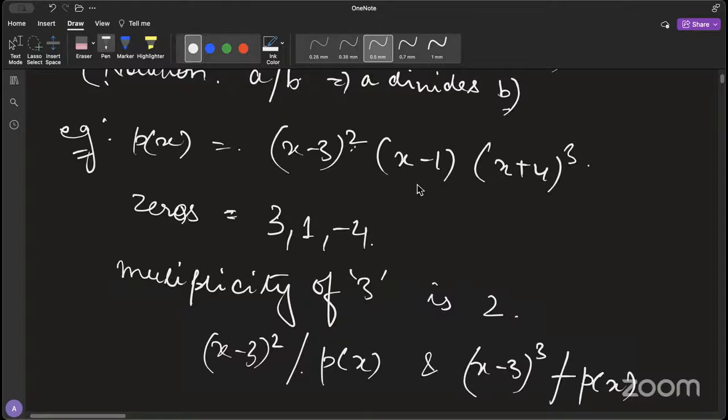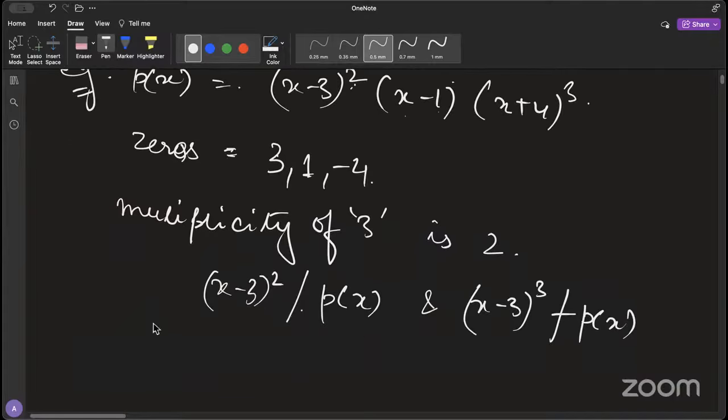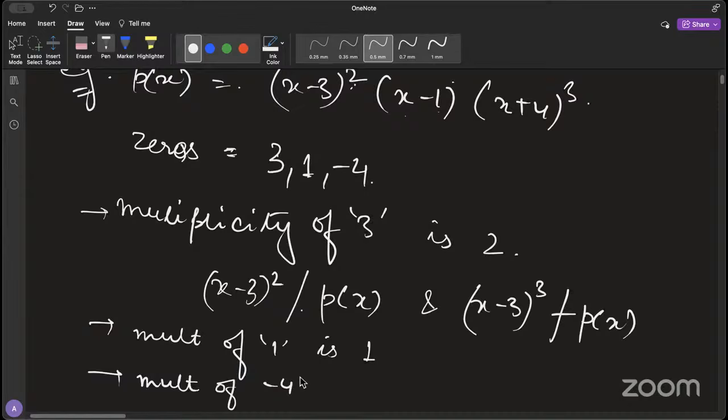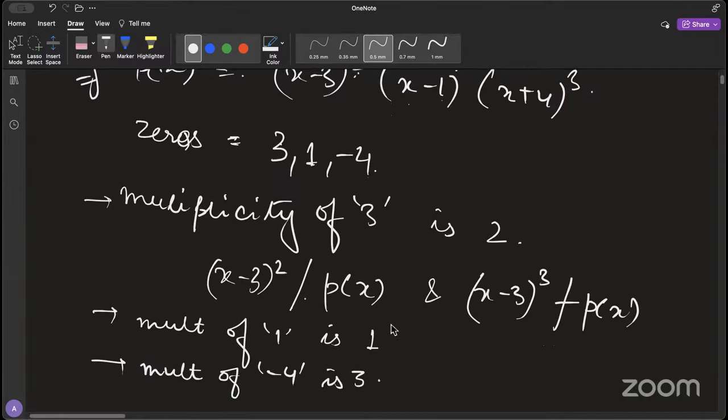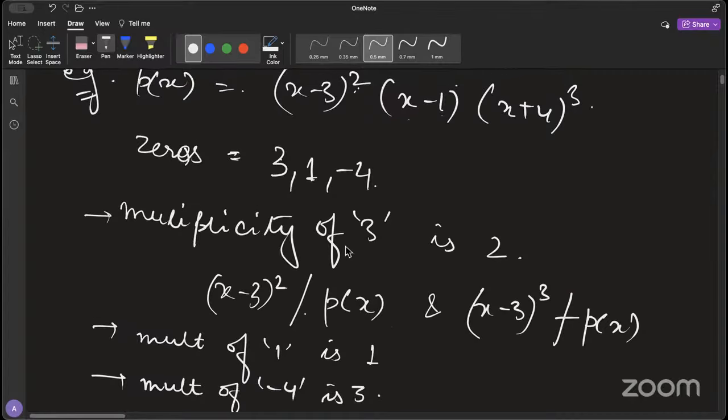The maximum power of this factor that you get for zero 1: zero 1 corresponds to this factor, (x minus 1), and the maximum power you see here is 1. That's why the multiplicity of 1 is 1, and the multiplicity of minus 4 is 3. Is that okay? Is this clear to everyone, the multiplicity thing?